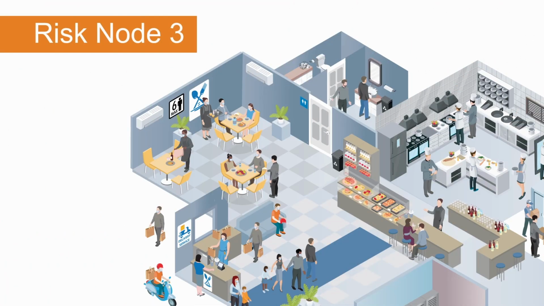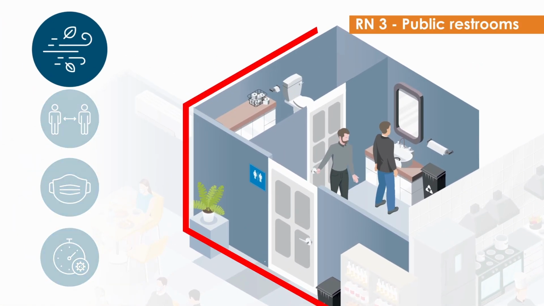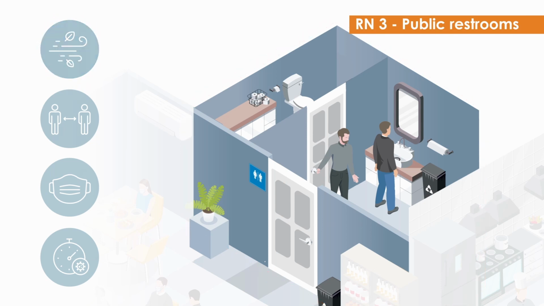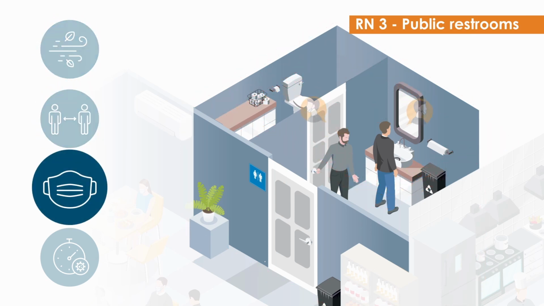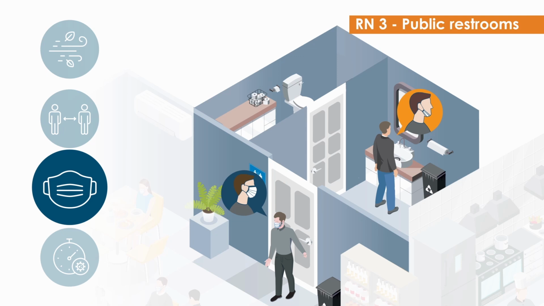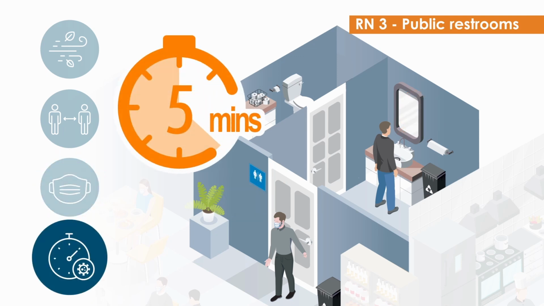Risk Node 3, public restrooms. The restaurant's restroom is not ventilated. The total space area is about 6 square meters. Although one cannot control who wears a mask inside, it has been observed that many users put their mask on again when they are leaving the restroom. In general, users spend 5 to 10 minutes inside the restroom.